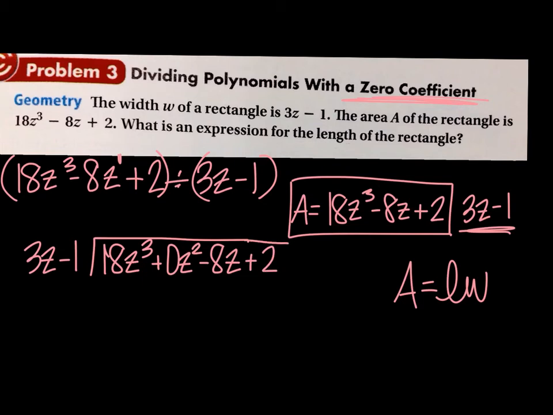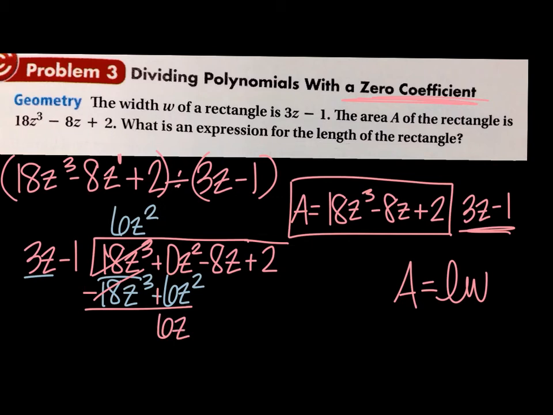So now, once you do that, you do the long division like you have. So how many times will 3z go into 18z to the third? How about 6z squared? And then when you multiply, you get 18z to the third minus 6z squared. So subtract, and that's going to cancel, and I get 6z squared.